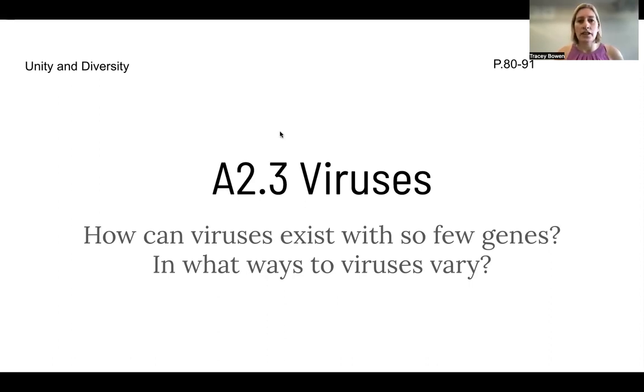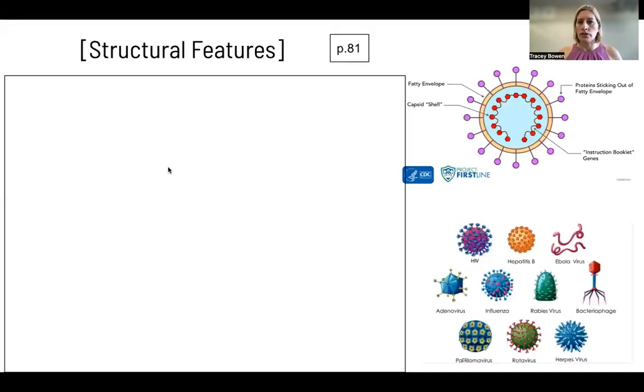So in recording this video, we are going to be looking at A2.3, which is viruses, and we're going to try to answer the questions: how can viruses exist with so few genes, and in what ways do viruses vary? So structural features of viruses are quite different.